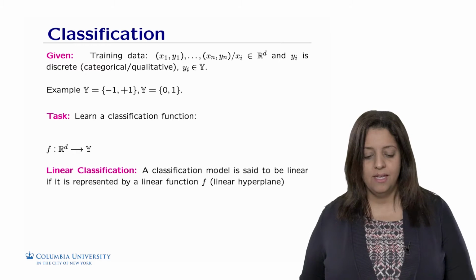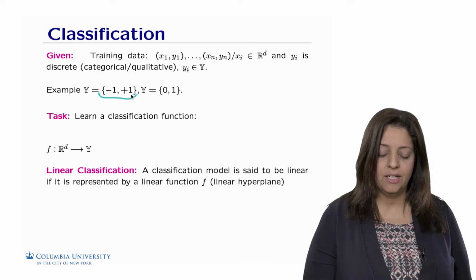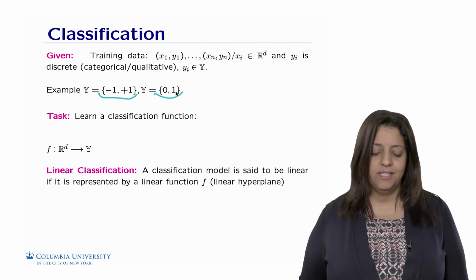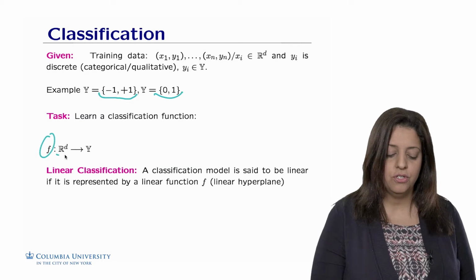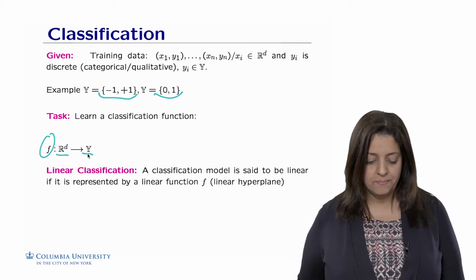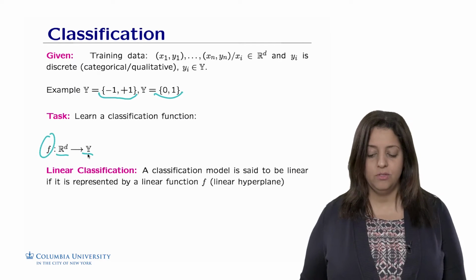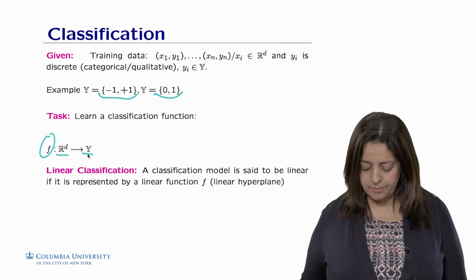It belongs to a set Y, which, in the case of classification, we like to use labels like -1, +1, or 0, 1. The goal of classification is to learn a classification function f that maps the features to the labels in Y. We talk about linear classification when a classification model is said to be linear if it is represented by a linear function or linear hyperplane.